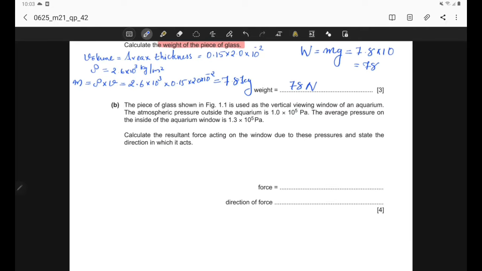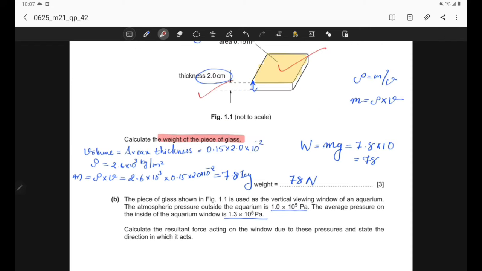Part B. The piece of glass shown in figure 1.1 is used as the vertical viewing window of an aquarium. The atmospheric pressure outside the aquarium is 1 into 10 to the power 5 Pascal. The average pressure on the inside of the aquarium window is 1.3 times 10 to the power 5 Pascal. Calculate the resultant force acting on the window due to these pressures and state the direction in which it acts.